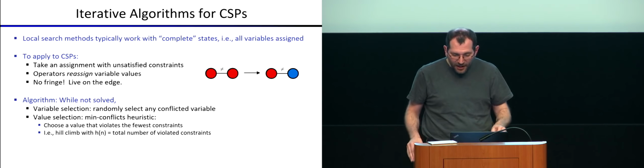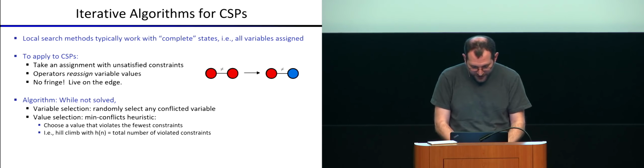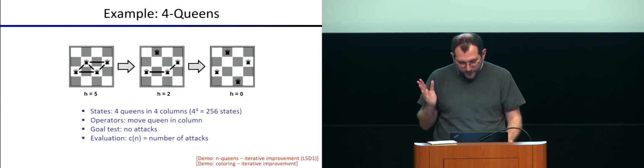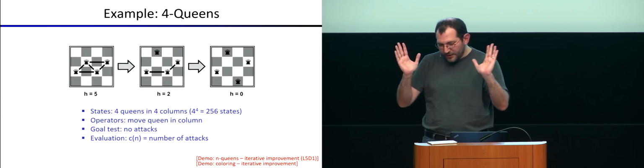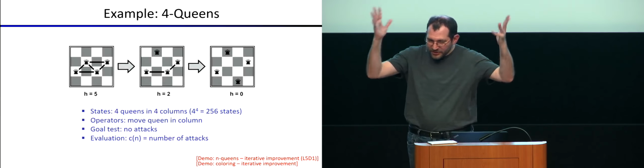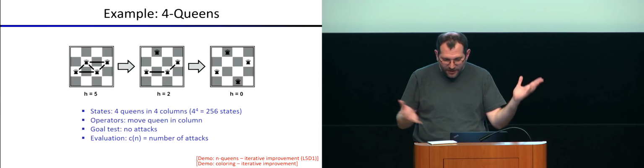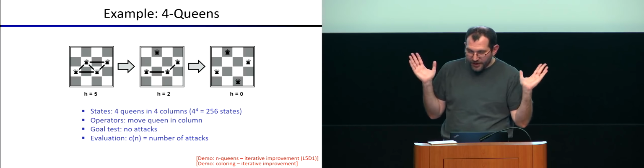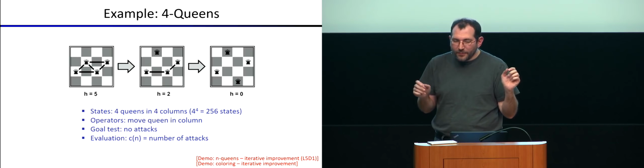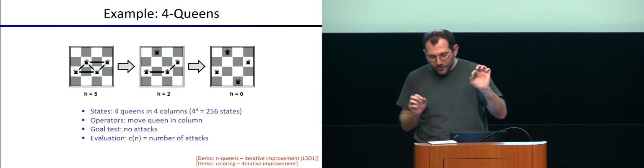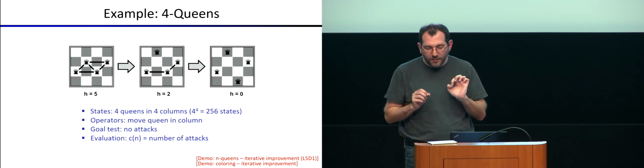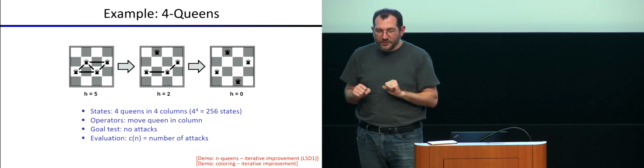Basically, this means hill climb on the function of the total number of violated constraints. So for four queens, for example, or an n queens problem, you would have the queens just lying on the board in a bad state where everybody's threatening everybody else, or whatever the random state you start with is. And the operators might be pick a queen and move it within that column or within that row. The goal test would be there's no attacks.